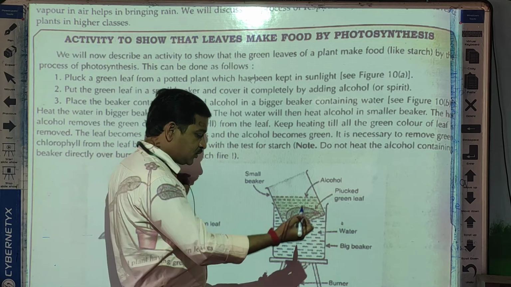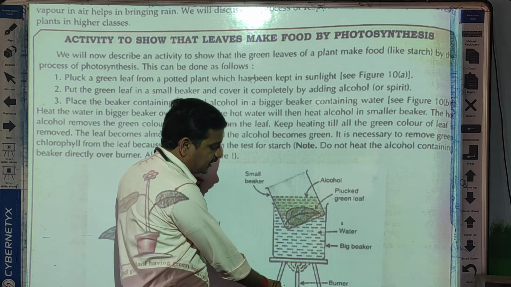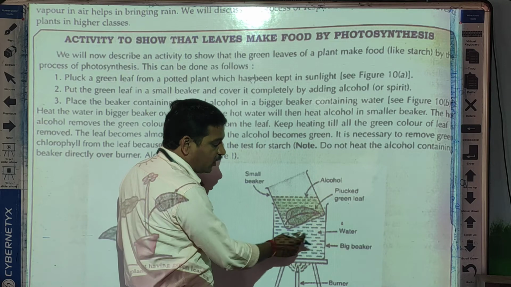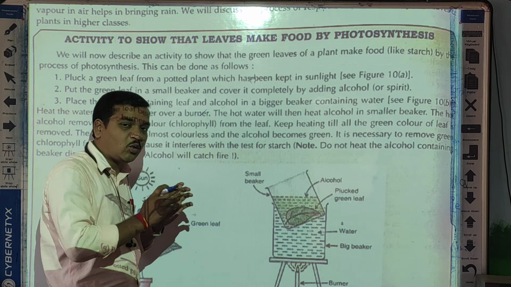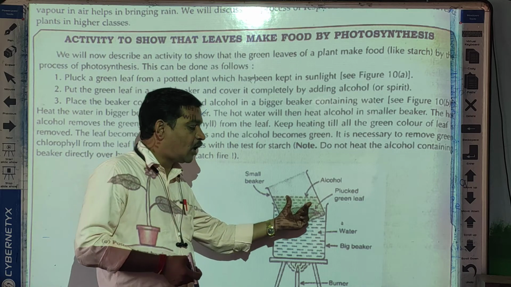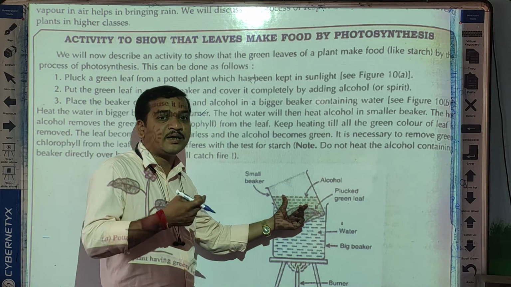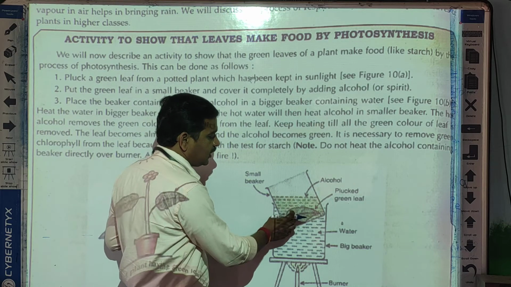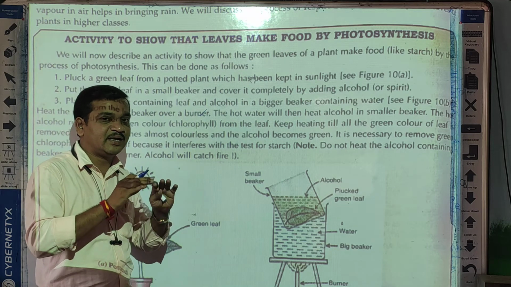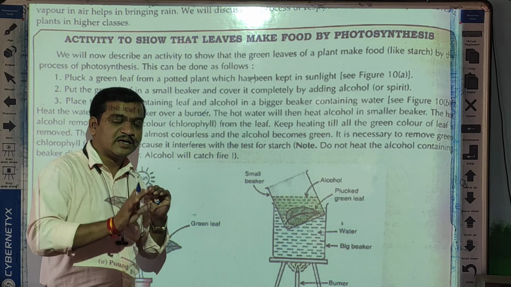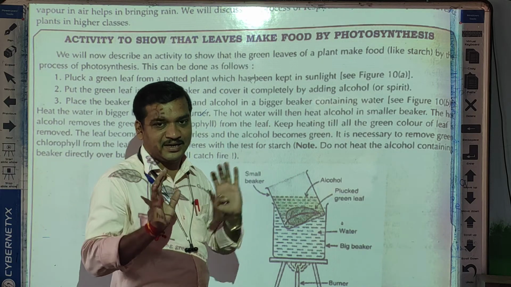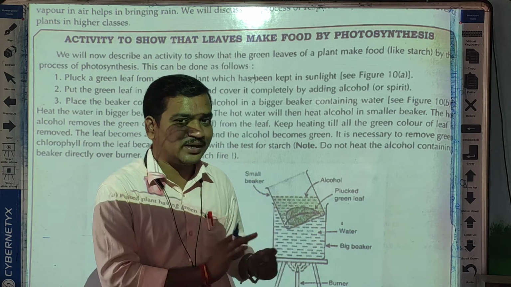So what happened? You start the heating of this beaker. Due to the heat, the water present in the big beaker becomes hot, and due to the hot water, the alcohol also becomes hot, and due to this, the green color present in the leaf is lost, meaning chlorophyll, and the leaf becomes colorless. I hope you understood till here.